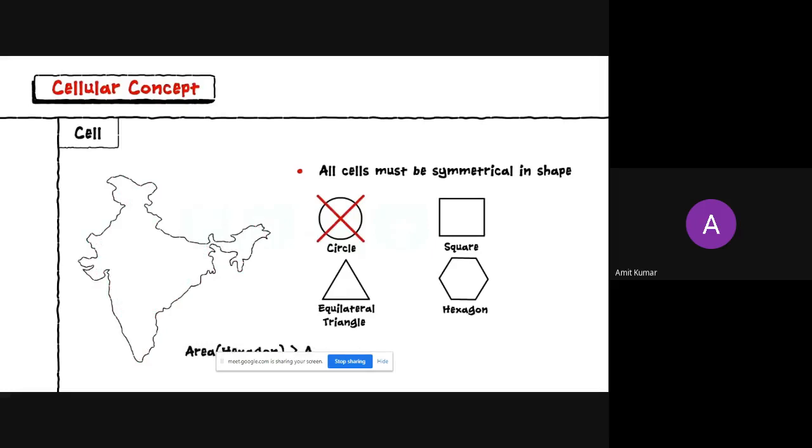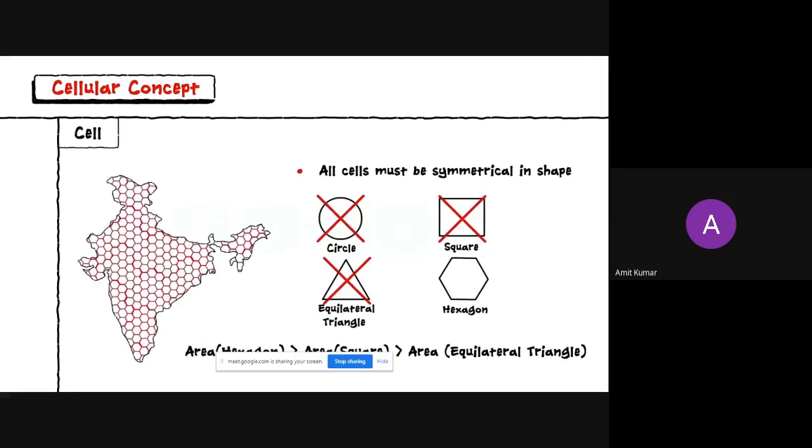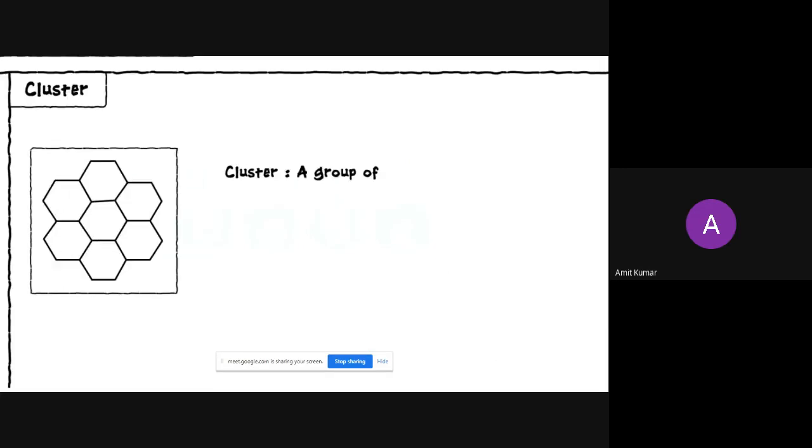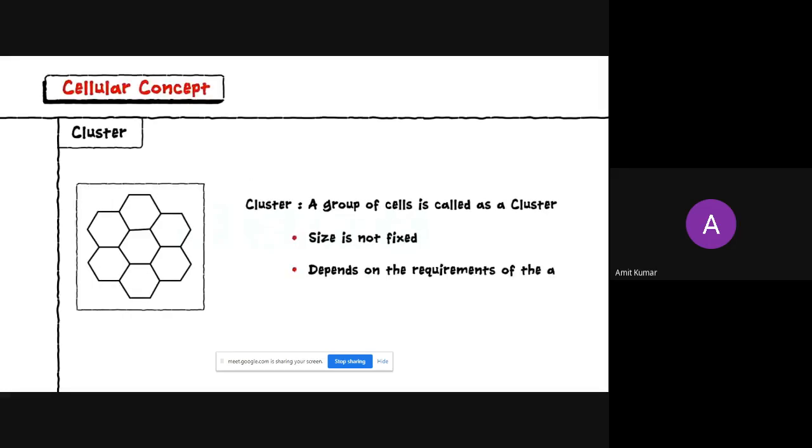Hexagon has the highest area as compared to the other two shapes. Thus, we divide the geographical area into hexagonal cells. The next concept is a cluster. A group of cells is called as a cluster. The cluster size is not fixed. It depends on the requirements of the area.